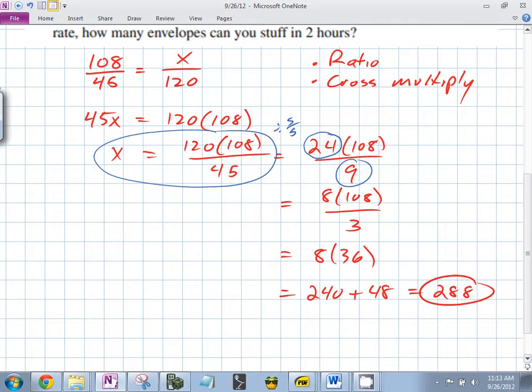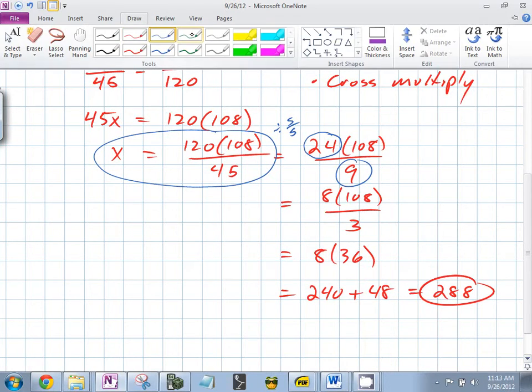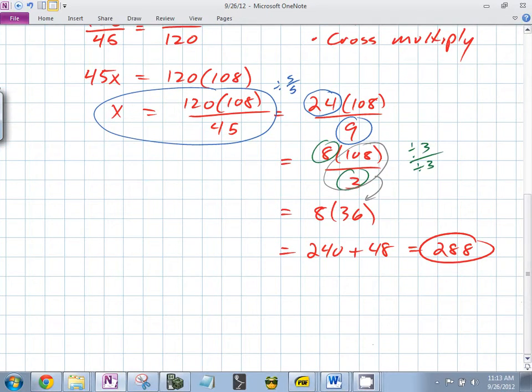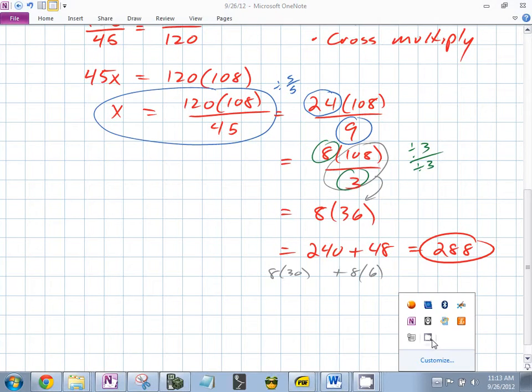What's 24 divided by 3? 8. What's 9 divided by 3? 3. Divided by 3 over 3. And then 108 over 3 is what? You have to recognize that's probably the trickiest part. That's 36. And then how did I do 8 times 36? I did 8 times 30 plus 8 times 6 to get each of those. I broke it down into smaller pieces. Break things down into smaller pieces. You can do it without a calculator.